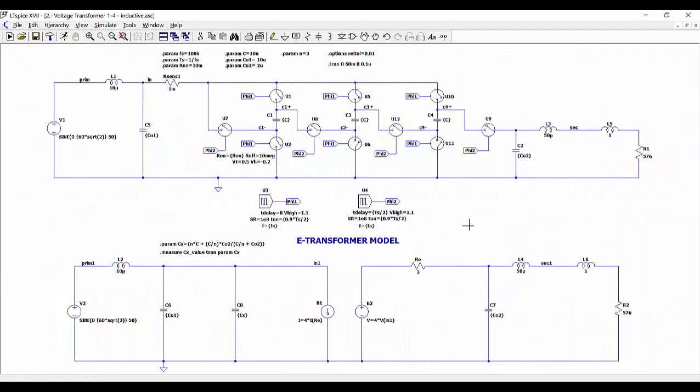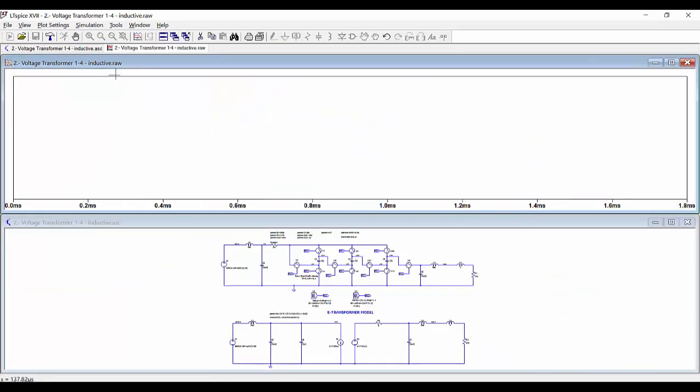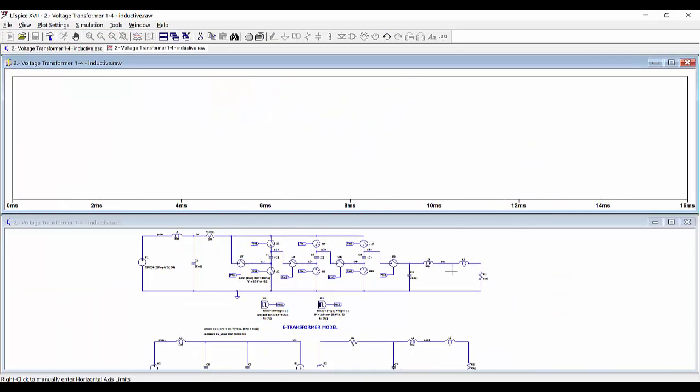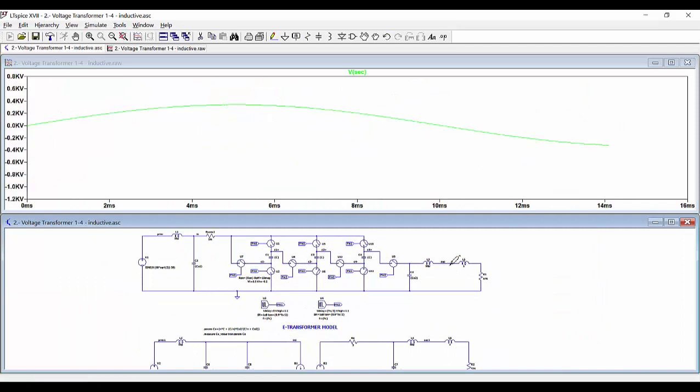Now we are testing our transformer with an inductive load. So we have here an inductive load with 1 Henry here and the same resistance of 576 ohms. And we are applying here at the input the same voltage of 60 volts RMS, and the same situation for the model of our transformer. So let's run the simulation, and then we can see the output voltage.